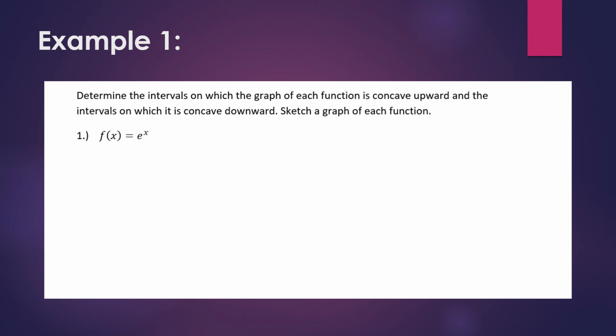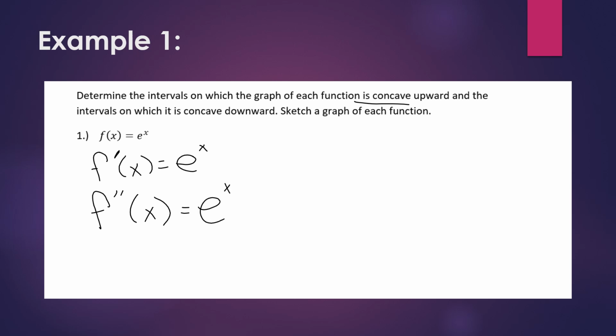So for example 1, it says determine the intervals on which the graph is concave up and the intervals when it's concave down. And then it says sketch a graph for each function. So they give us f of x equals e to the x. So if I want to measure concavity, we're taking the second derivative. So my first derivative, because this is e to the x, the derivative of e to the x is e to the x. And then the second derivative is going to be the derivative of e to the x, which is also e to the x.